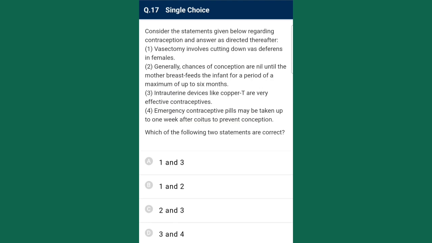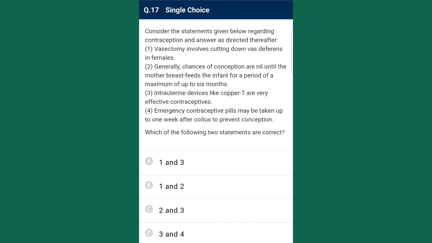Question number 17. Consider statements given below regarding contraception and answer the question thereafter. From the given 4 statements, which of the following 2 statements are correct? The first statement. In males during vasectomy, a small part of the vas deferens is removed or tied up through a small incision on the scrotum, whereas in females during tubectomy, a small part of the fallopian tube is removed or tied up through a small incision in the abdomen or through the vagina.